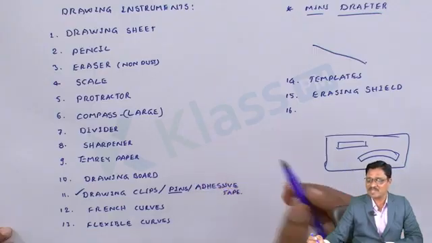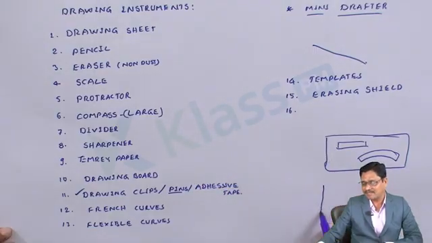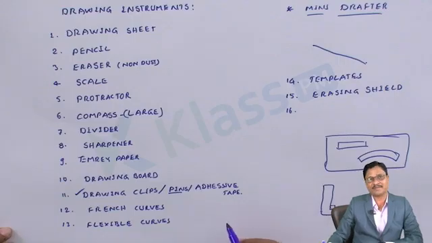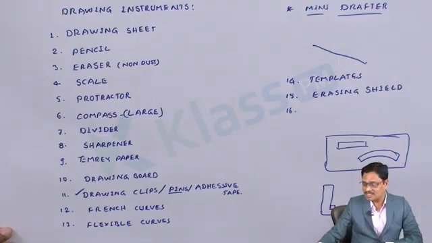The shape of the mini drafter looks like an L shape of scales, which are mutually perpendicular to each other. This is the horizontal scale, graded like normal scale lines. This is the vertical scale, which is perpendicular to that one. Again there you will find gradations over it.